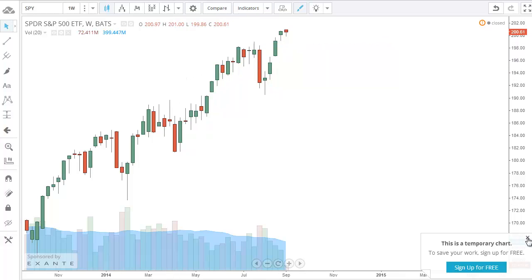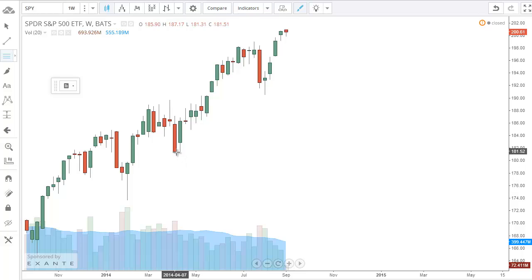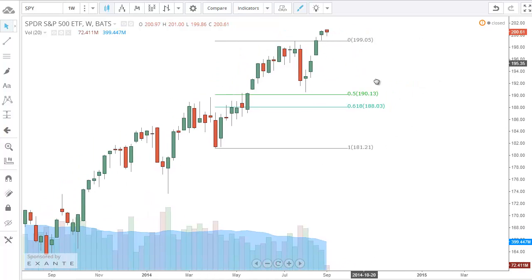So the first thought process that I have is when I draw my fib, I'm going to go from the low here to this high. And again, you can see it came into 50. So when it breaks above this and closes above it, we have a thought process, right? That's what we call in our trading room.